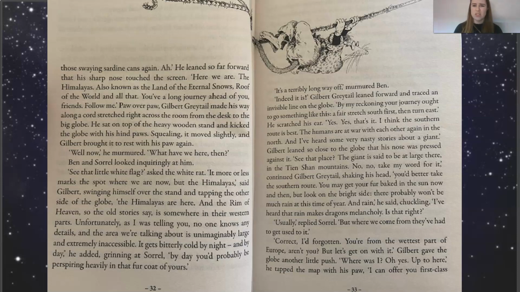The humans are at war with each other again in the north, and I've heard some very nasty stories about a giant." Gilbert leaned so close to the globe that his nose pressed against it. "See that place? The giant is said to be at large there, in the Tenshine Mountains. No, take my word for it," continued Gilbert Greytail, shaking his head. "You'd better take the southern route. You may get your fur baked in the sun, now and then, but look on the bright side. There probably won't be much rain at this time of year, and rain," he said, chuckling, "I've heard that rain makes dragons melancholy."